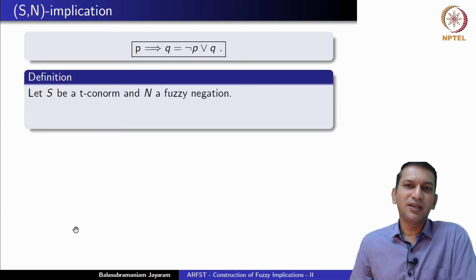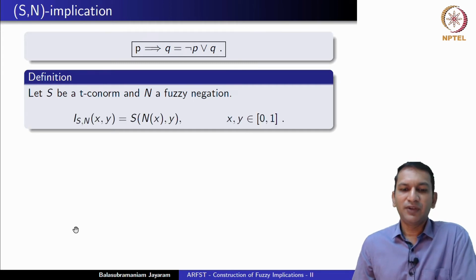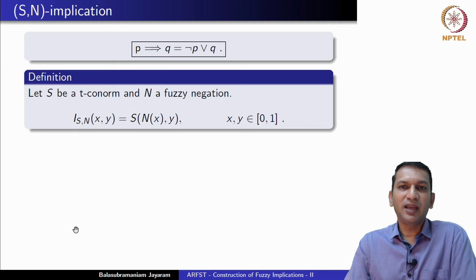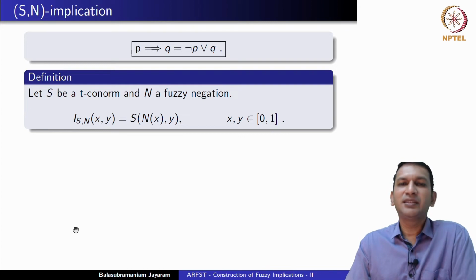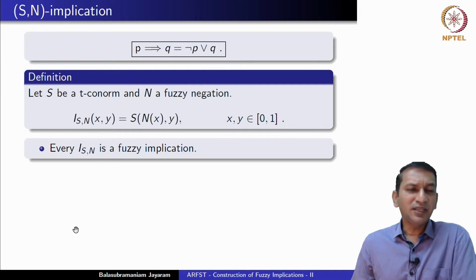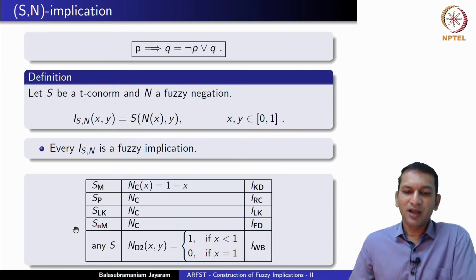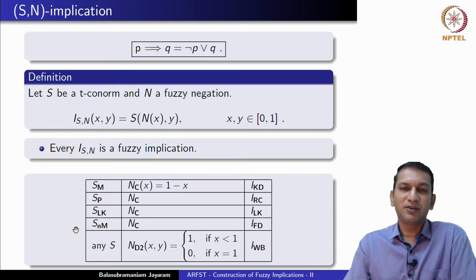Taking this, we define the family of SN implications. Given a T conorm S and a fuzzy negation N, we defined a function I as S of N(x), y. We denoted it by I_SN, the S and N standing for the T conorm S and negation N, to indicate that this implication is coming from the family of SN implications. We have seen that every such function I_SN is a fuzzy implication, and we have also seen that many of the basic fuzzy implications do belong to this family.